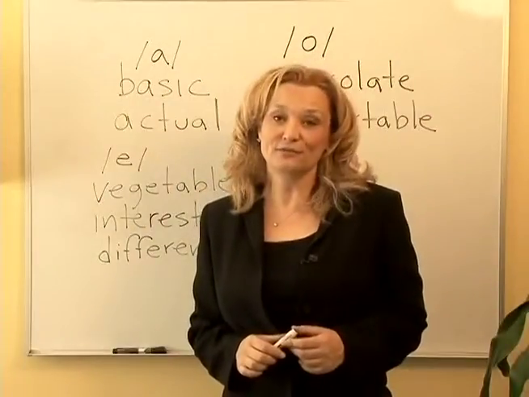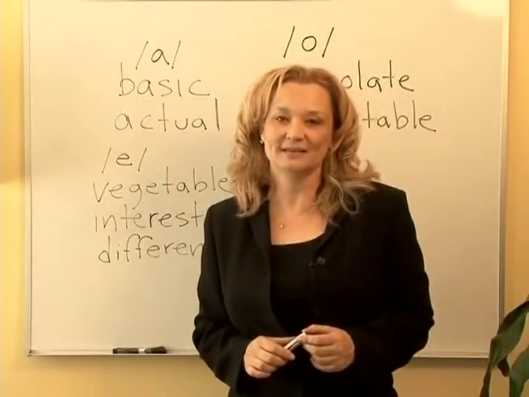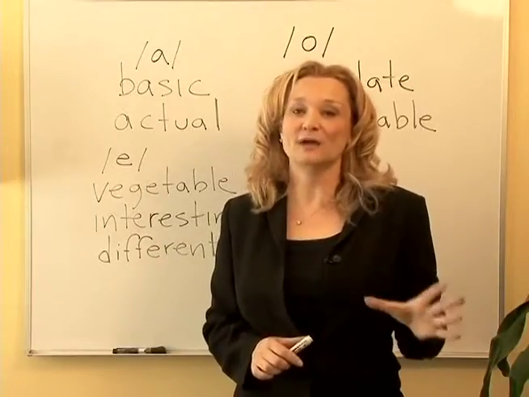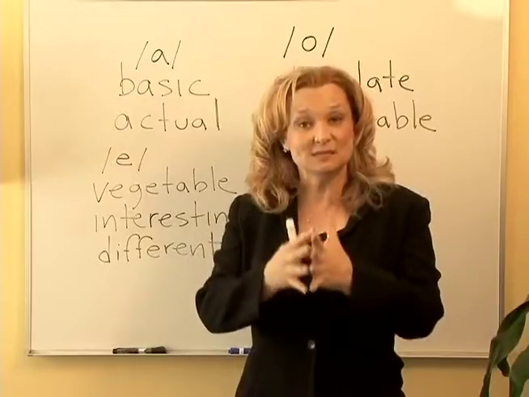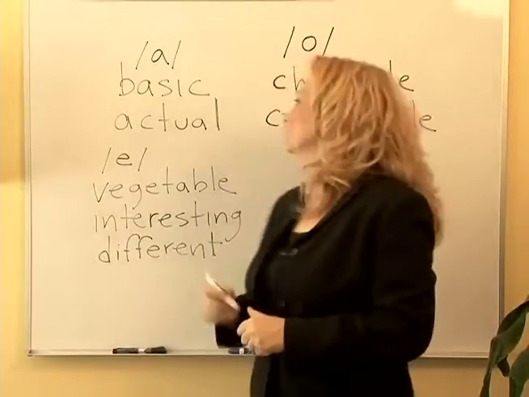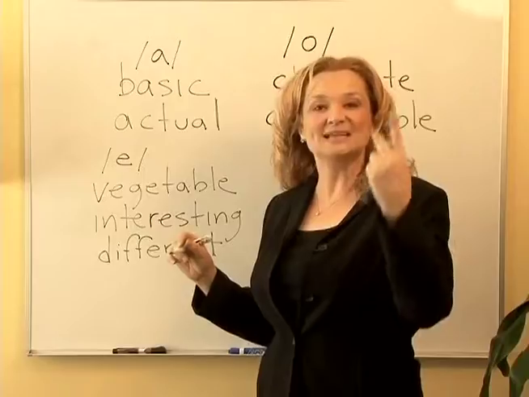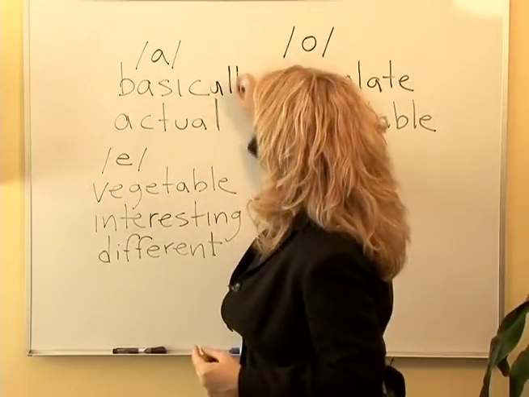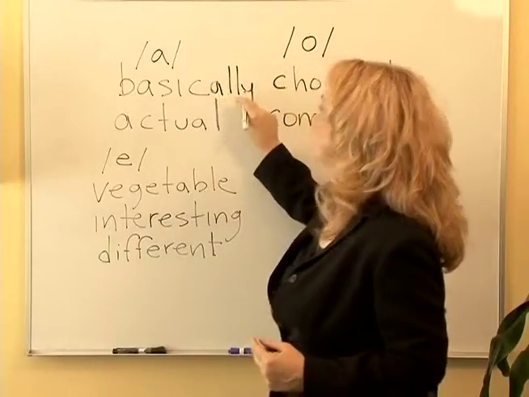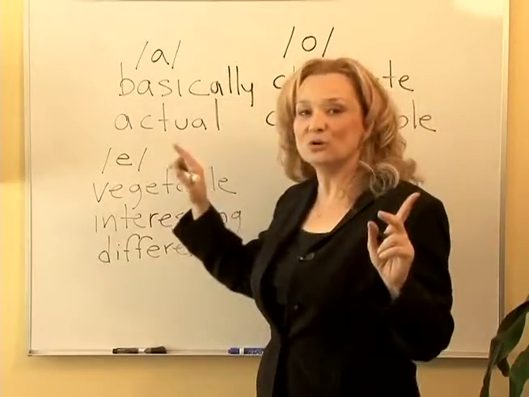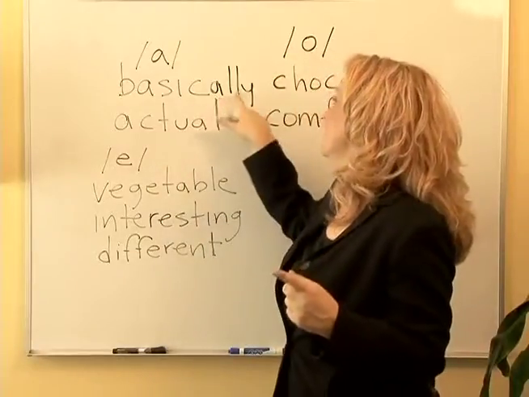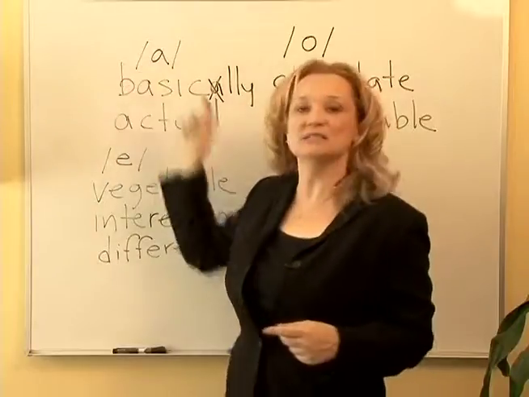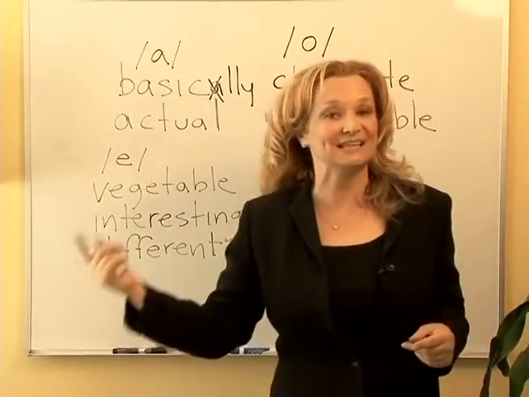Let's learn to fix another very common mistake that people make. There are certain words that have vowels which are not pronounced at all, and the syllable disappears. Let me show you. When we say the word basic, it has two syllables. If we add A-L-L-Y, we don't say basically. This A disappears, and we say basically.